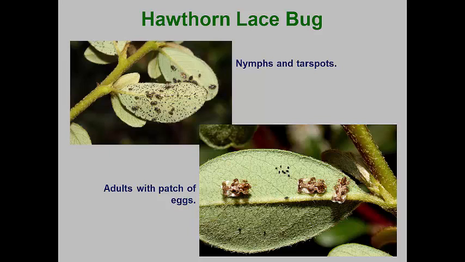The nymphs go through 5 instars, with wing pads being most evident in the last 2 instars. Development usually takes 5 to 7 weeks, depending on the temperature. In southern states, 3 or more generations occur, and in the northern states, 1 to 2 generations are the norm.